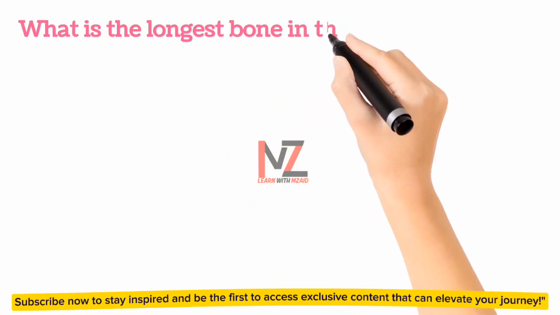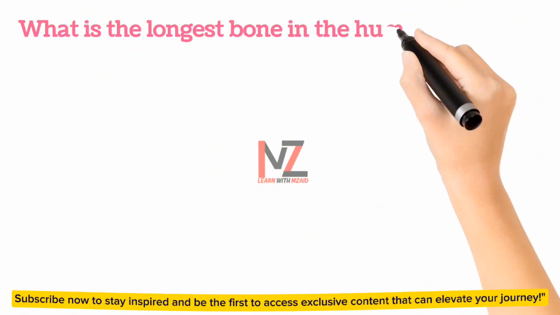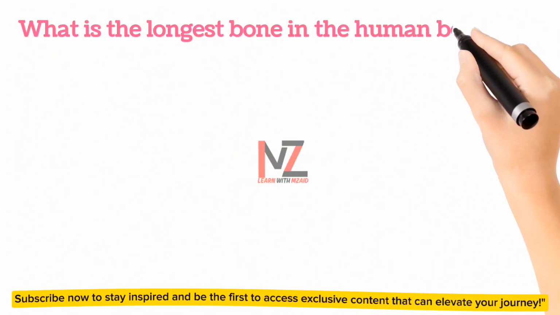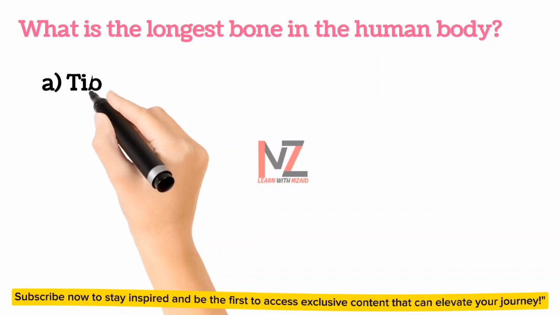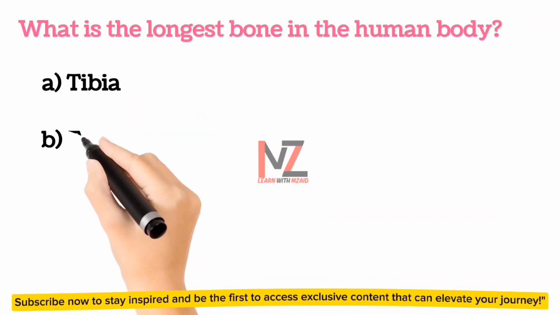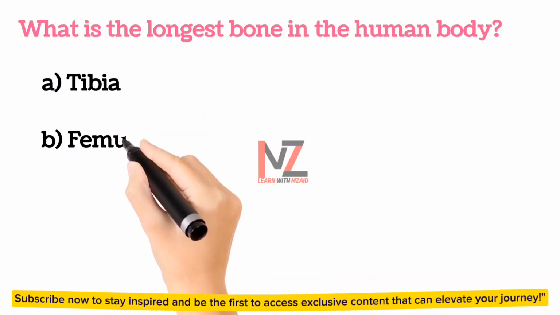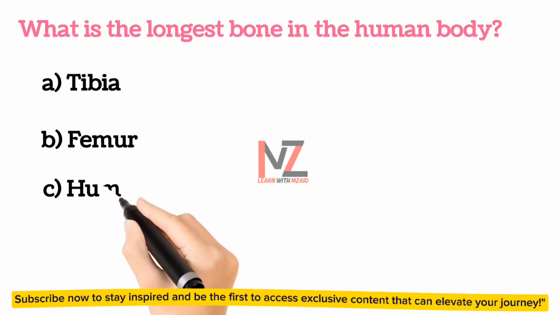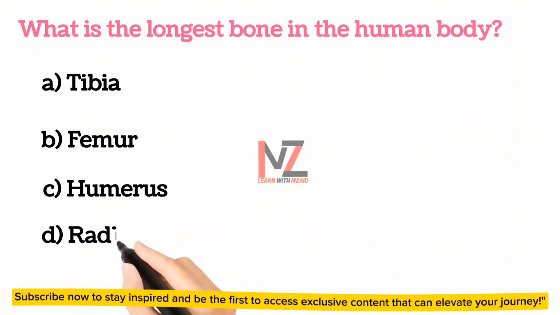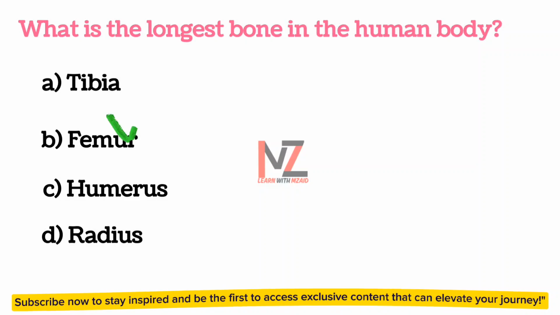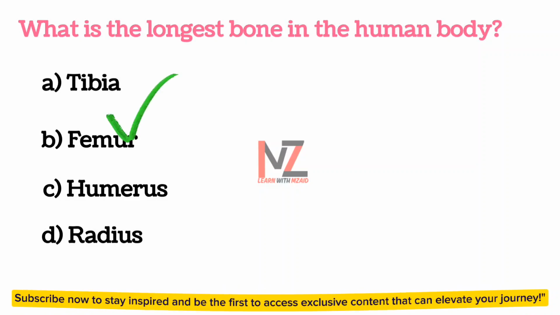Now the next question is, what is the longest bone in the human body? Option A, tibia. Option B, femur. Option C, humerus. Option D, radius. And the right answer is option B, femur.